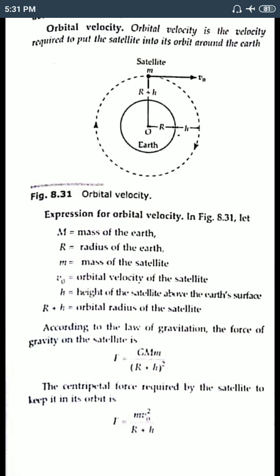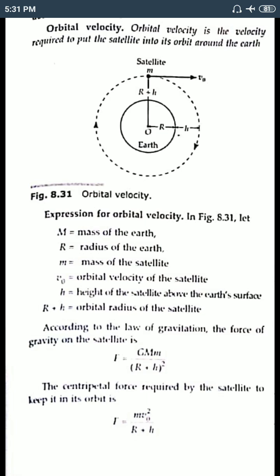According to the law of gravitation, a force of attraction acts between the earth and the satellite. That is F equals GMm by (R plus h) whole square, because the distance is R plus h. The satellite is not on the earth; it is at some distance from the earth's surface. That's why the distance is R plus h.